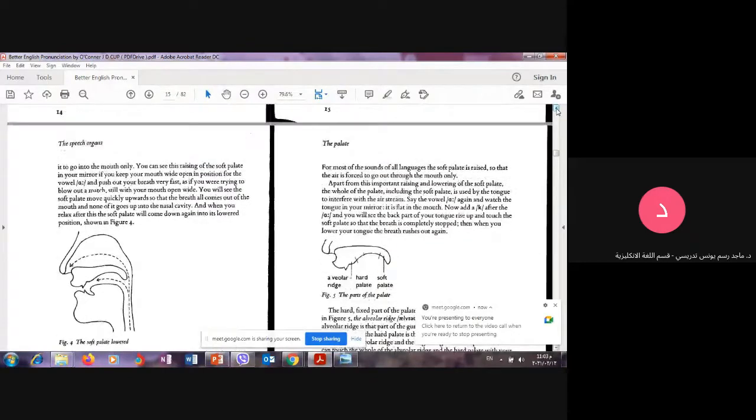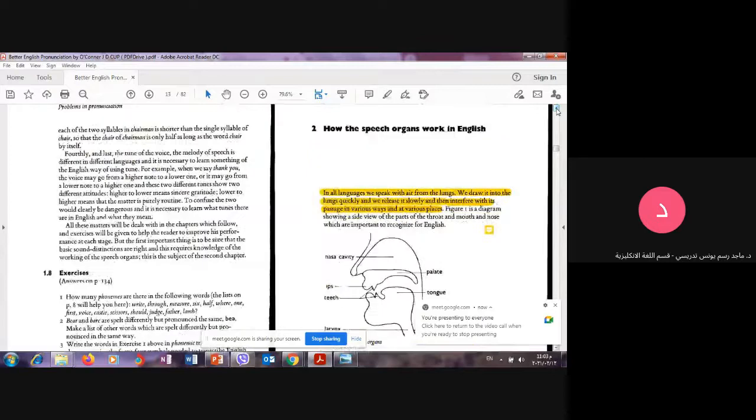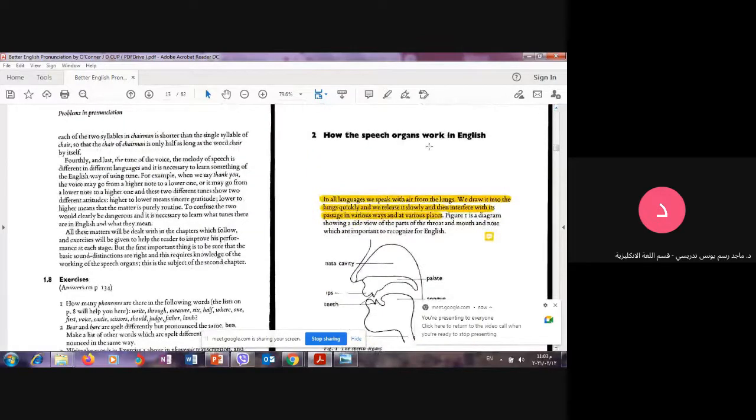Shortly, we'll start with Unit 2, which is about how the speech organs work in English. We talked about Unit 1, and Unit 1 was merely a description of the entire book, pieces of advice for the teacher and the student, and also the presentation of some basic phonetic terms. In this unit, Unit 2, how do the speech organs work in English?